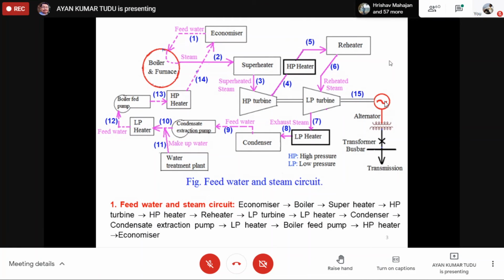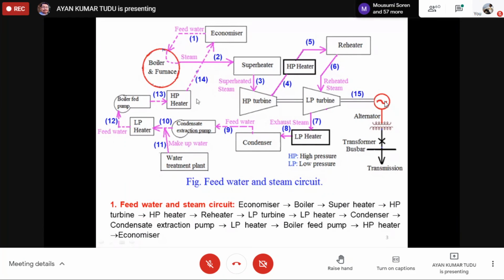In this circuit a deaerator is not shown, but a deaerator is also there. We have a system layout also, and later in the class we will be seeing the total system layout. As you can see, the condensate leaving the condenser is first heated through these LP heaters and HP heaters.